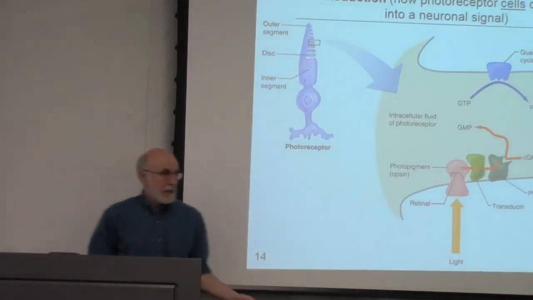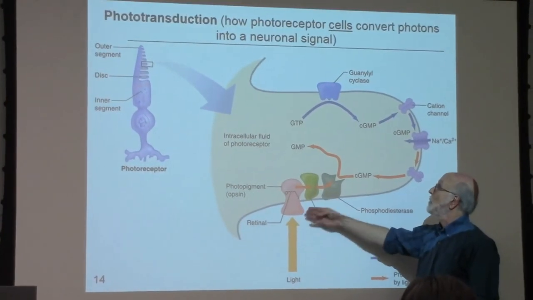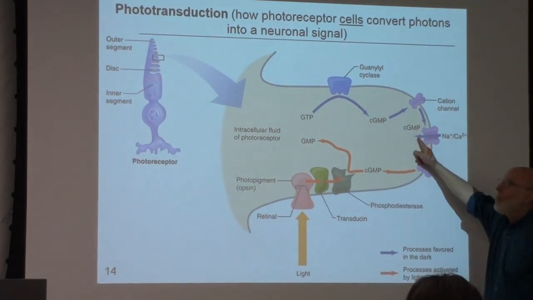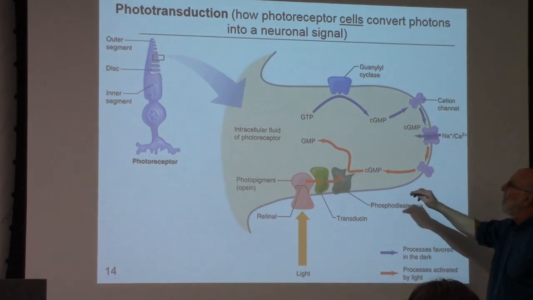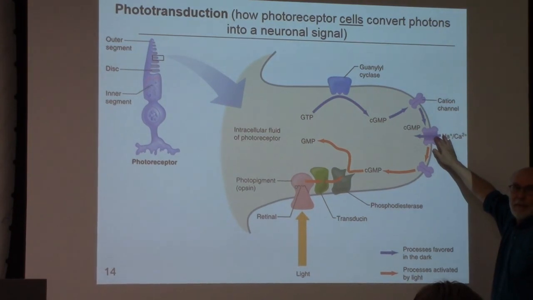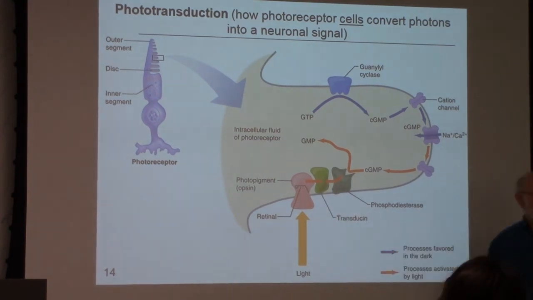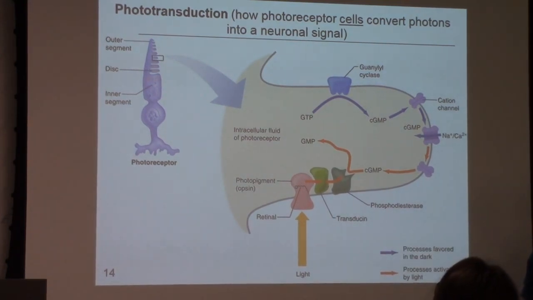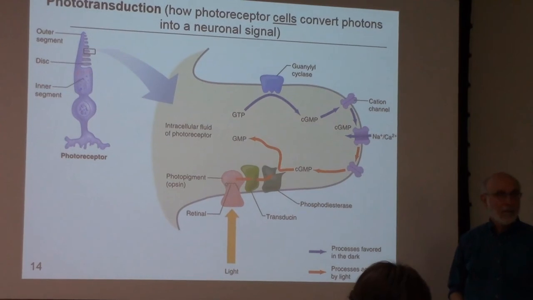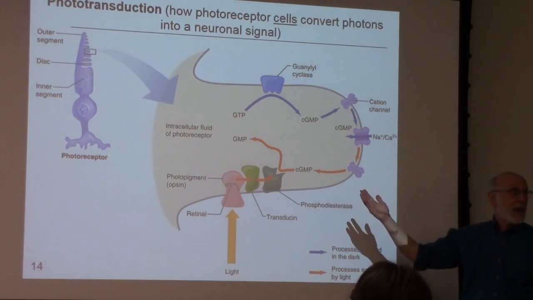You should be able to narrate this story of how a photon of light is converted into a depolarization, a hyperpolarization. How dark leads to a depolarized retinal photoreceptor cell, and light leads to a hyperpolarized retinal photoreceptor cell. That's a molecular physiology to know. I'll do it if you want, but this is the slide that you should be able to narrate.